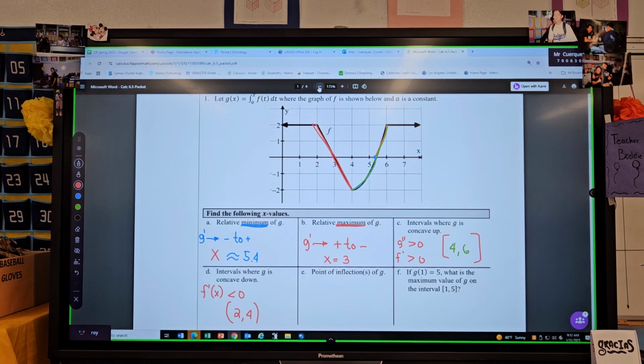Mr. Roy, why do we use parentheses instead of brackets? You can also use brackets. It doesn't matter. Very good.